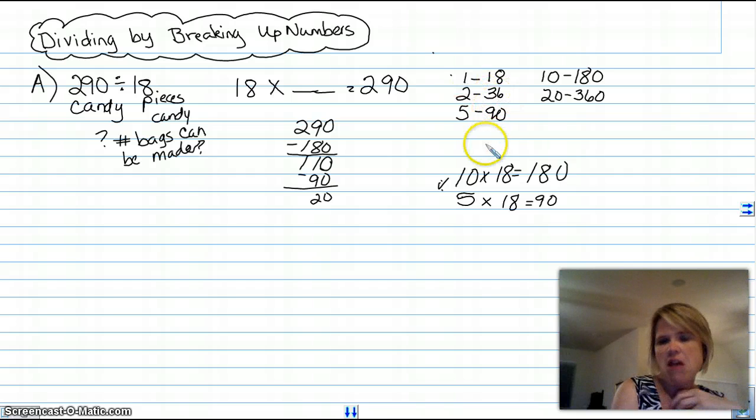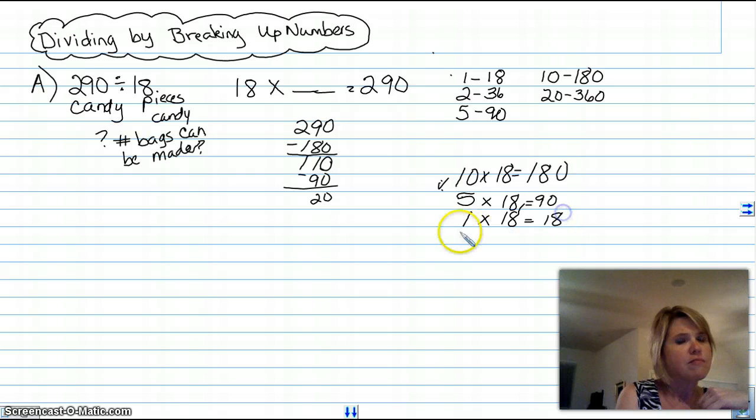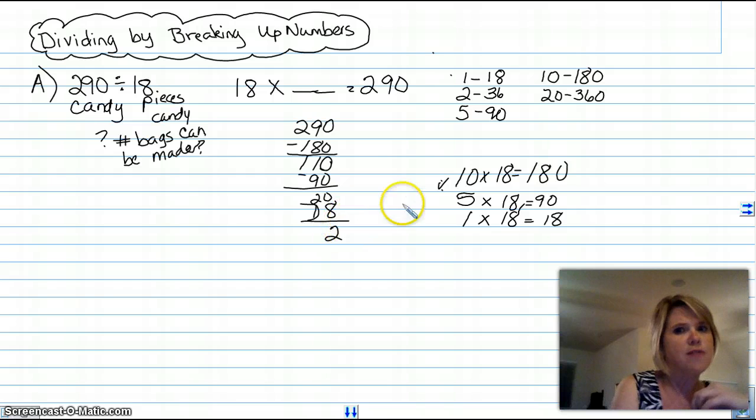No. So I am clustering over here. I first did 10 bags of 18. Now I'm doing 5 bags of 18. What else can I do? I still have 20 pieces of candy left. Do you see that I can still do a bag of 18? Right? Is this going to divide evenly? Am I going to have 0 as my remainder? Nope, I have a remainder of 2.